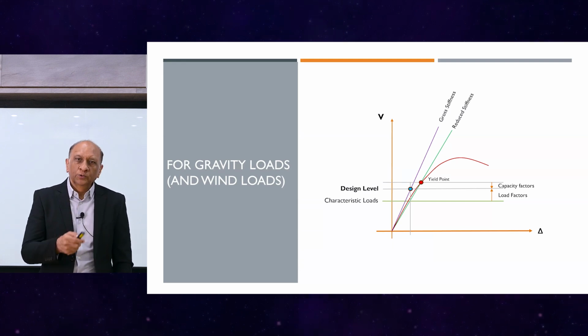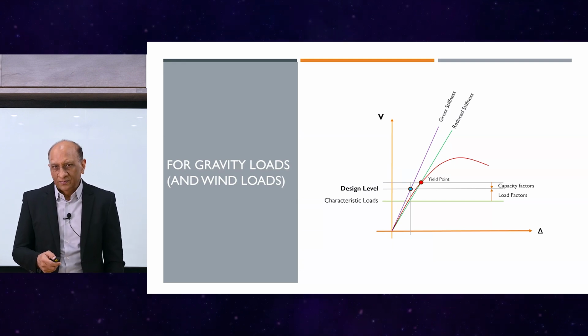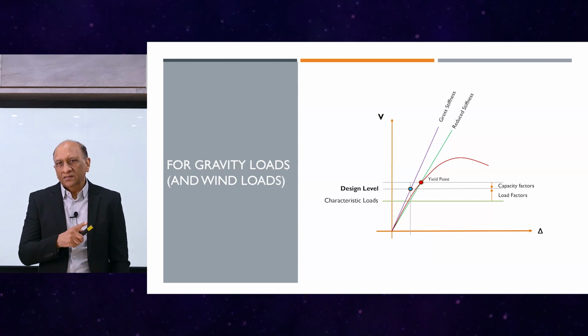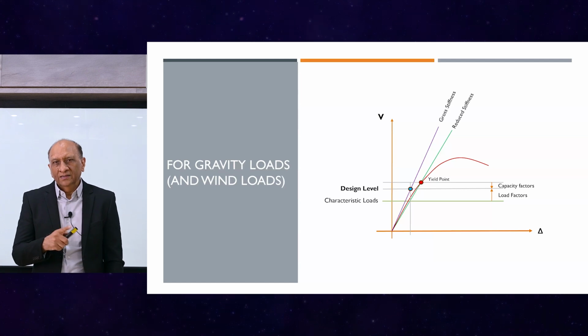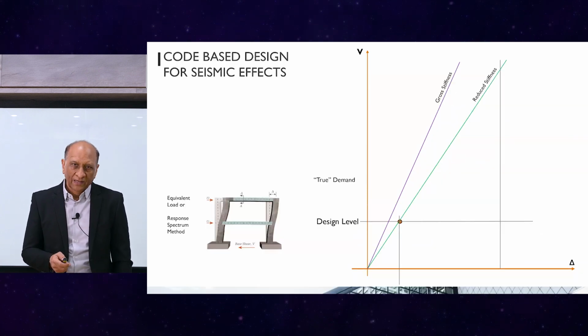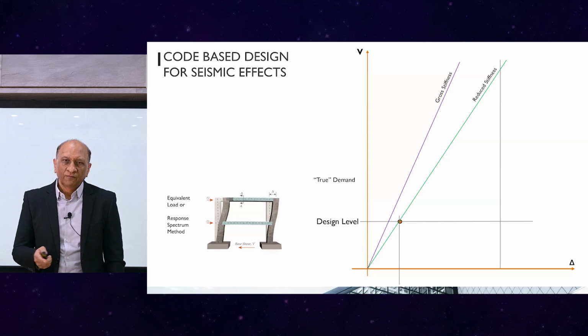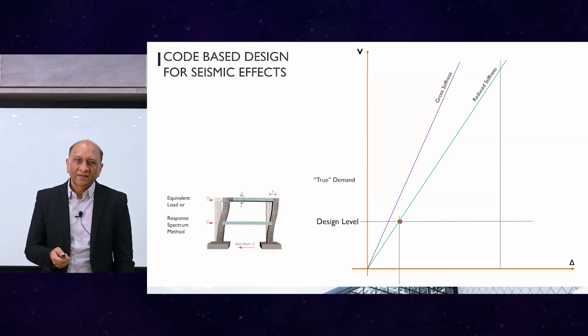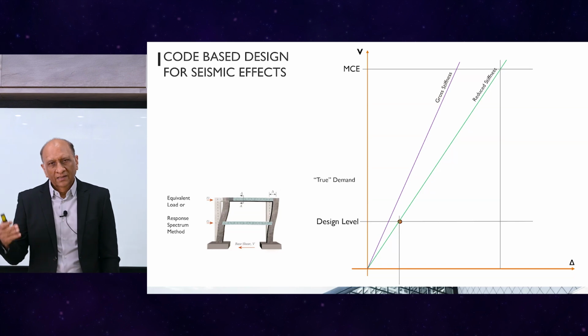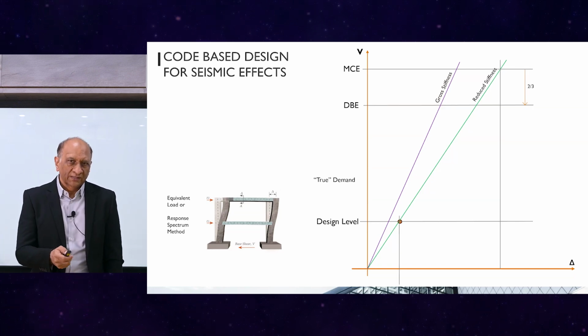And for that we normally use the gross stiffness, the uncracked or gross stiffness, to do that. Whereas after cracking, deformation, or yielding, the stiffness obviously reduces, and that's the reduced stiffness, the green line. So that's the basis for the gravity and wind load design. Low level wind load, high level wind load, is a different story, which we will discuss some other time.